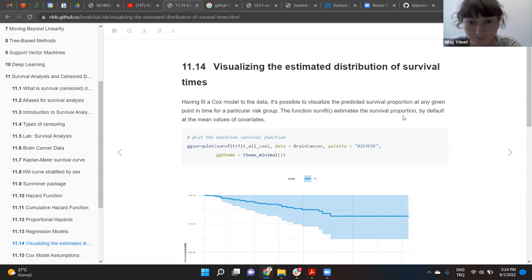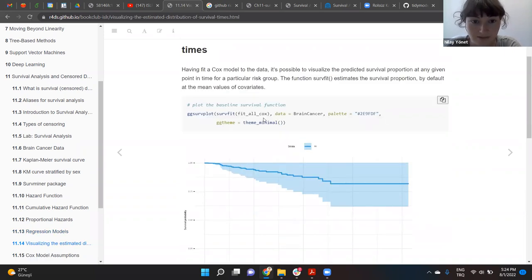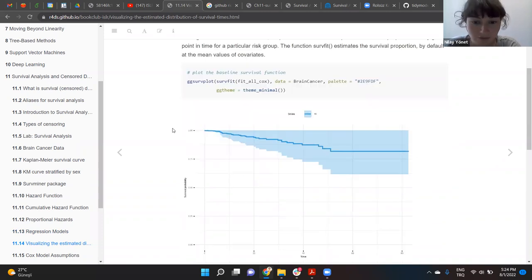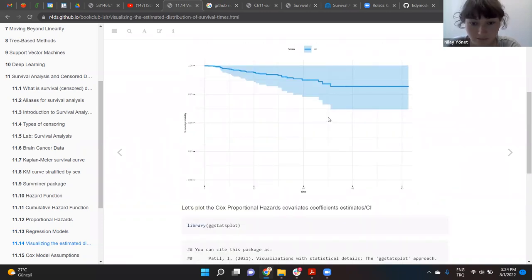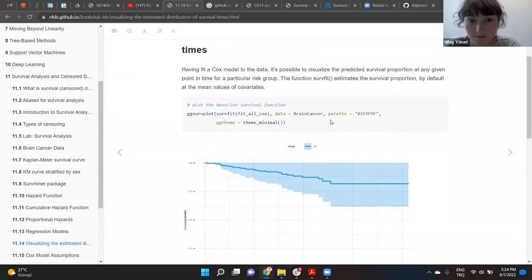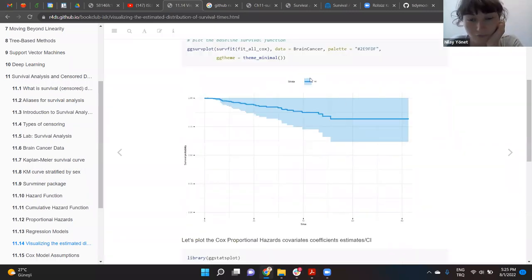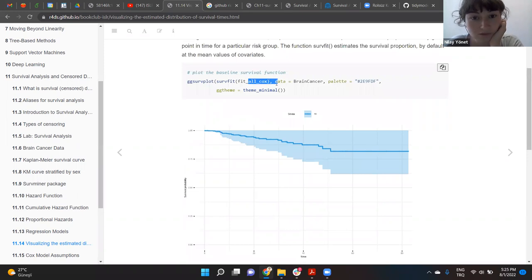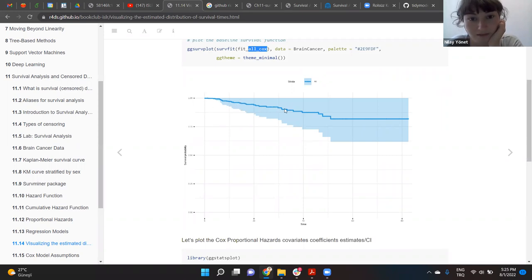Then, so this is the ggsurf plot again from the same package, but this is to visualize it. So with all features, we can see the survival probability here. When we consider all of the features, we can have this kind of plot.